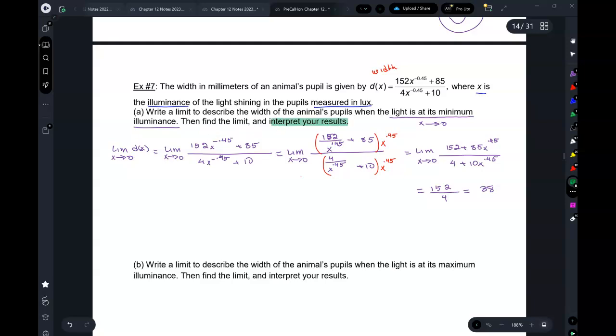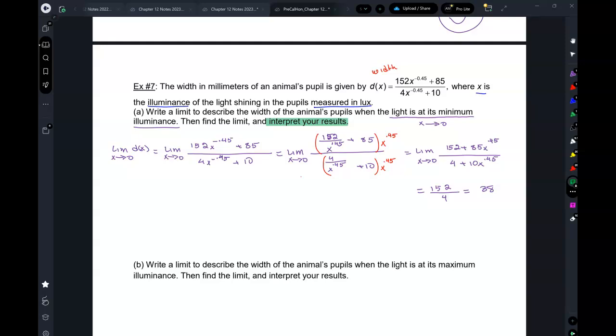Interpret your results, right? So what is it that this means? So this problem is talking about the width of an animal's pupil. So you know how when you're in the dark versus when you're in bright light, your pupils will either dilate or contract, right? Because if you have too much light, they'll contract so that there's not too much light coming in. And if you're in the dark, they'll dilate to take in the maximum amount of light so you're able to see, okay?